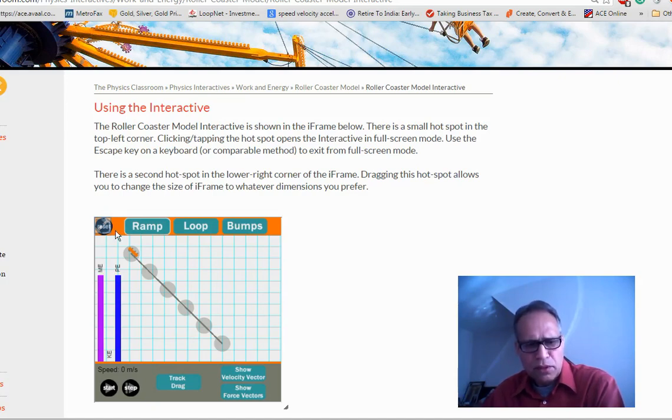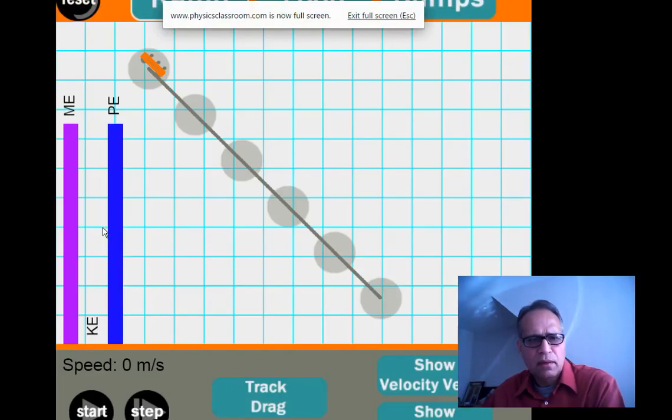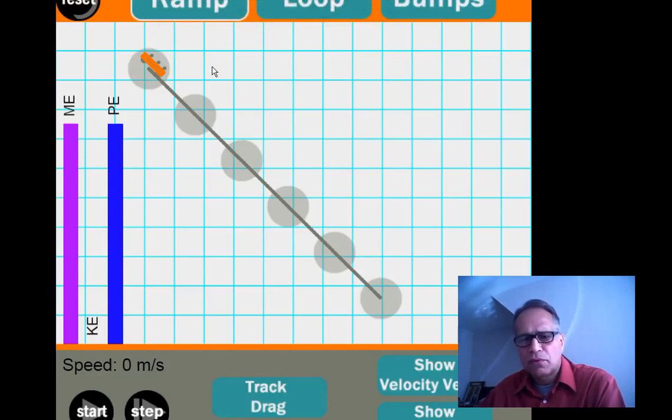Okay, so we start with the lab here. If your screen is allowing that, you can see there are 3 buttons here: ramp, loop, and bumps. And this is the track drag. This is to show velocity vectors, show force vectors. You can use this, and these are the energy bars. This is the total mechanical energy in the system. This is kinetic energy, the potential energy.